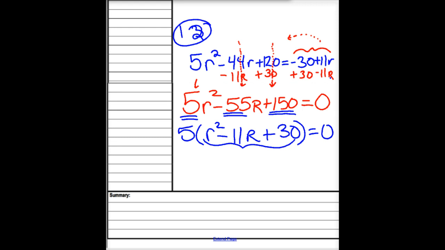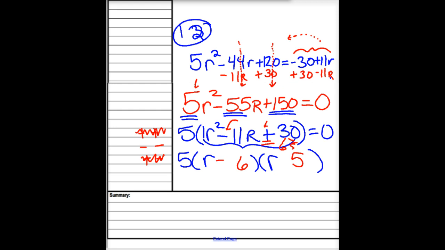Here's why. It now has just that 1 out front, so I know I've got an r and an r. That's the only way to get r squared. And the multiples of 30 that give you 11 is pretty obvious also. 6 and 5 should just pop right into your head. So 6 and 5. I just need to be careful with my signs. Both positive. Both negative. Or one of each, and here's how I make that decision. They have to multiply to equal a positive 30, so this one's out. They have to add up to a negative 11, so this one's out. So I know it's minus minus.